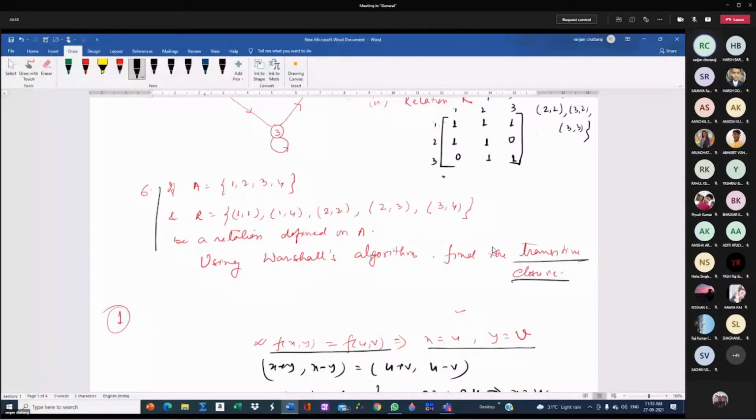Probably I have given you the thorough notes of Warshall's algorithm, stepwise. Then we will construct W1 by considering the first row and first column. W naught is simply the relation matrix. What is W1?